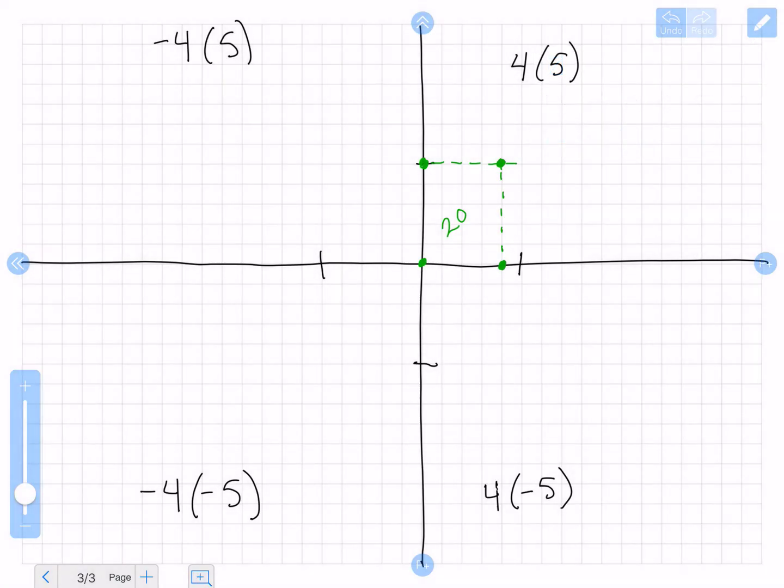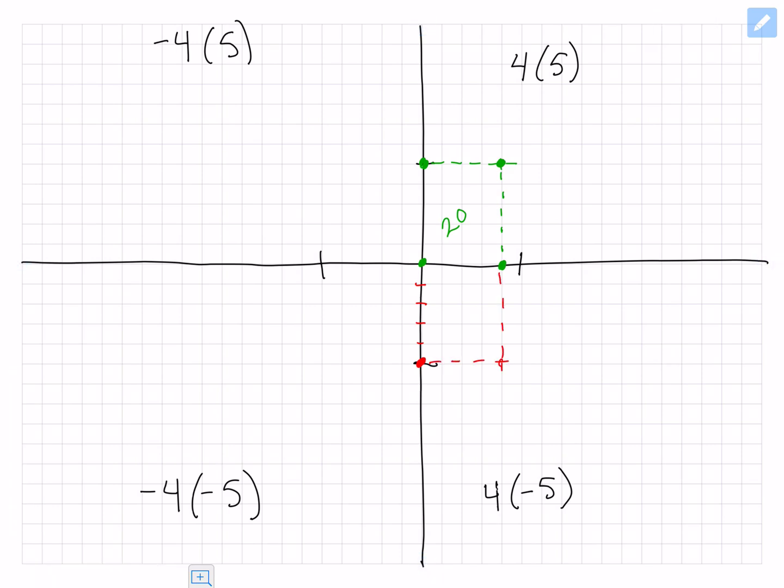If I do 4 times negative 5, I still go to 4 on the x-axis, and then I go to negative 5 on the y-axis. Once again, I'm going to find the place where those two lines cross, and that forms a rectangle with the origin, and there are 20 squares in that rectangle, and they are negative. We'll talk about why in a moment.